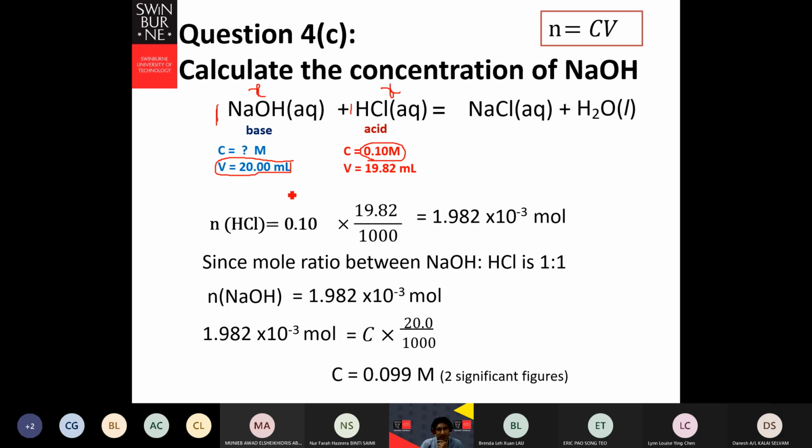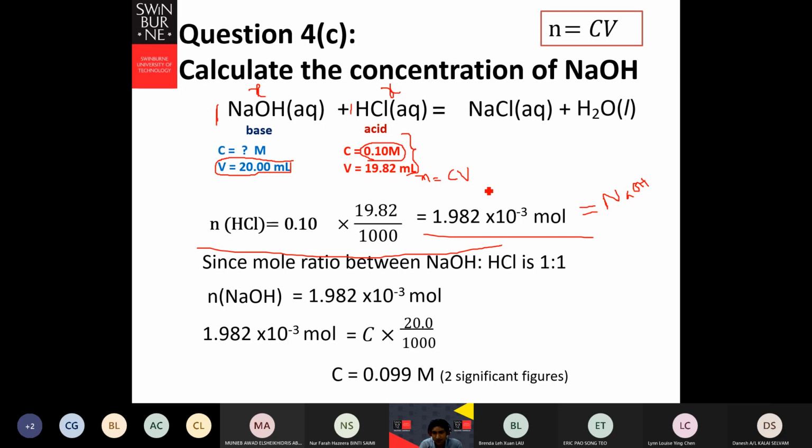So how many moles of HCl do I have? We have to calculate from here. And it is easy, n equals C into V. We just multiply C into V here, and we find 1.982 times 10 to the power negative 3 moles of HCl. The exact same number of moles of sodium hydroxide should be there, right? So now it is easy, we find the number of moles of sodium hydroxide.